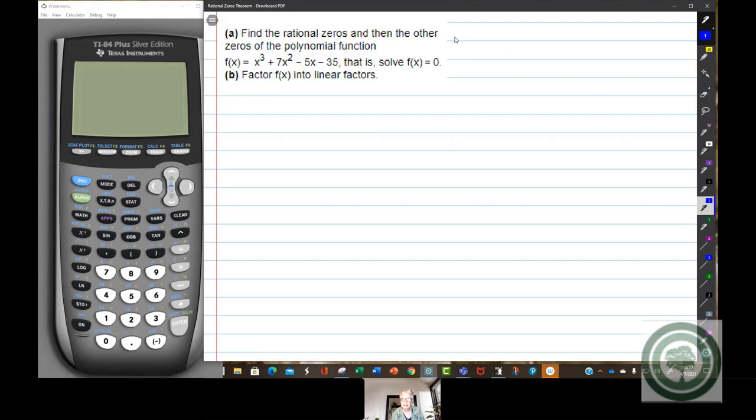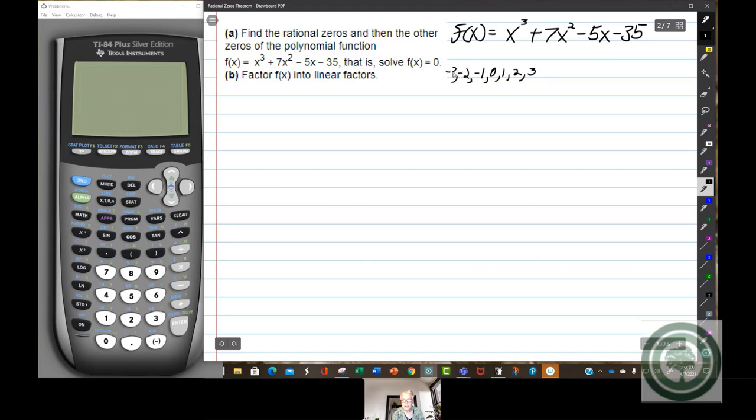Here you've got f of x equals x cubed plus 7x squared minus 5x minus 35. And you're being asked to find the rational zeros, that is numbers like 1, 2, 3, or 0, or negative 1, negative 2, negative 3. Those are integers. They're rational.